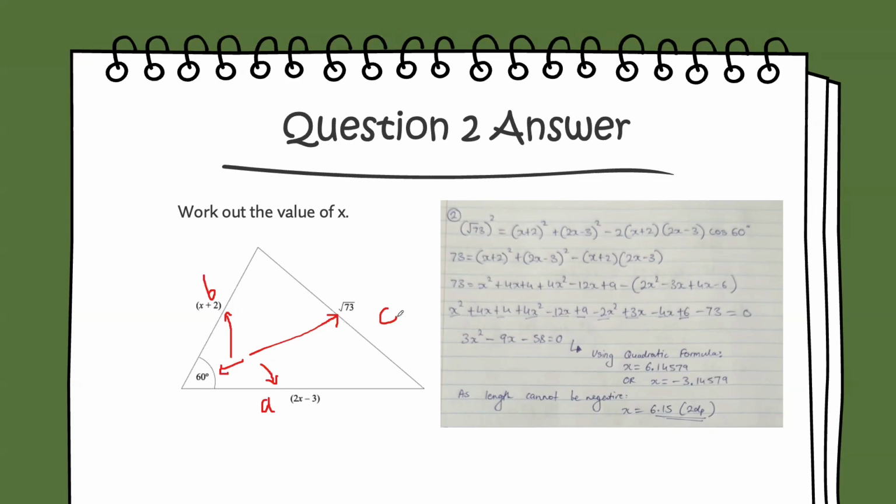Okay, so that means that root 73 squared is equal to (x plus 2) squared plus (2x minus 3) squared minus 2 times (x plus 2) times (2x minus 3) times cos 60. Now cos 60 is actually just half. So basically we're doing 2 times half, so that cancels out. Root 73 squared is just 73. And now we're just left with this, right? We're left with some quadratic expressions that we're going to expand and then simplify.